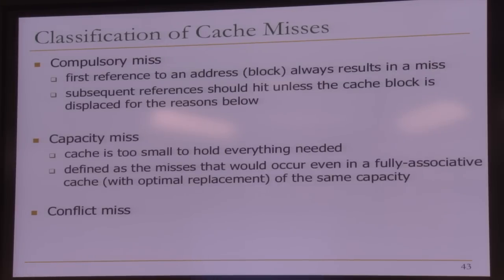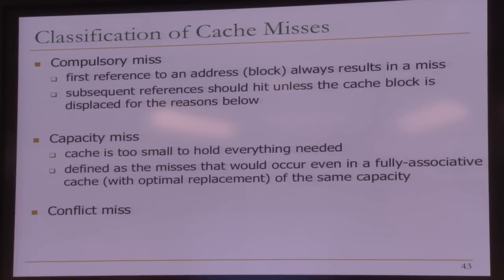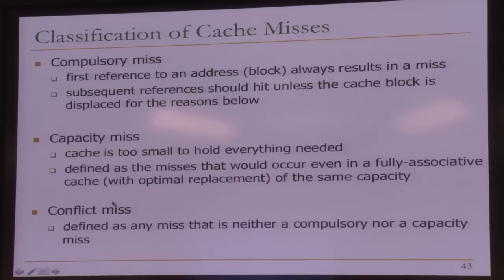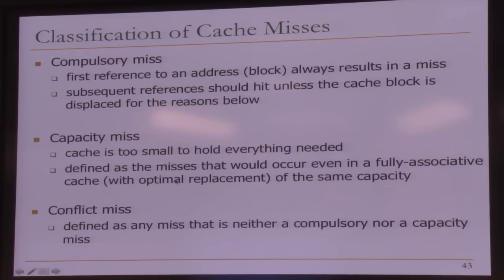It's really more formally defined as the misses that would occur even in a fully associative cache with optimal replacement of the same capacity. That's a real capacity miss. It's not because you couldn't have enough associativity, right? And you didn't manage the cache well. A conflict miss, on the other hand, is defined as any miss that's neither a compulsory miss nor a capacity miss, right? It's not because it's the first time you're seeing this block, and it's not because you don't have enough capacity. Somebody conflicted with it, right?